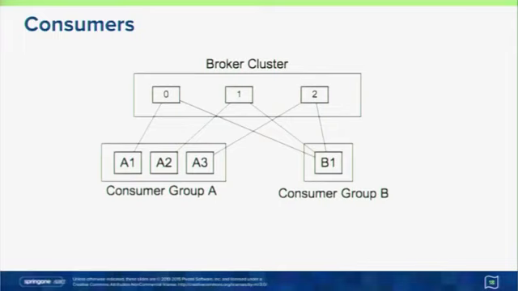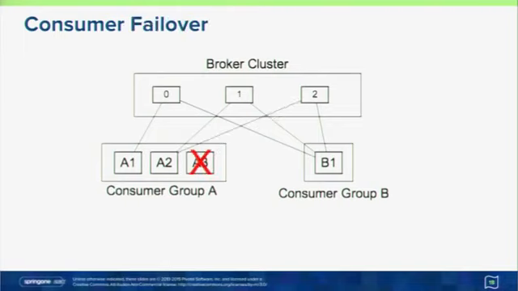Yeah, so the question is, what if you add more consumers to the consumer group? In this case, let's say you added A4, nothing would happen because there's no partitions for it to read from. You can only have, within a consumer group, a partition being read by one and only one consumer. So here, if we added A4 in, it would be idle.